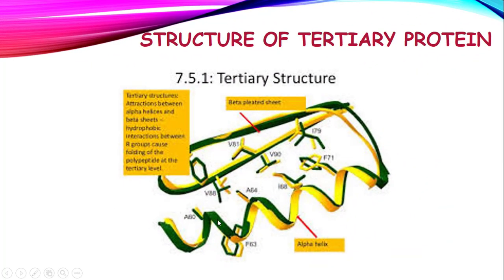In here you can see this is the secondary structure. You can see the alpha helix. Now it returns over here and forms this. There is a bond between this alpha helix and this beta pleated sheet. This type of structure is said to be tertiary structure, because there are linkages between the alpha helix and beta pleated sheet. The alpha helix returns right here and forms a beta pleated sheet. Now there is a weak bond, and this type of structure is said to be the tertiary protein.